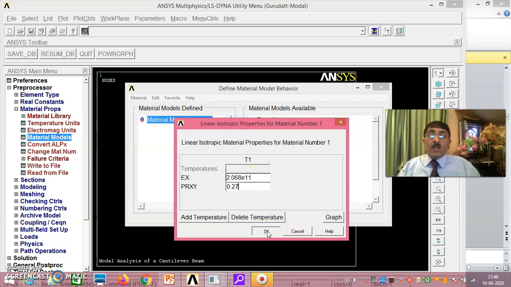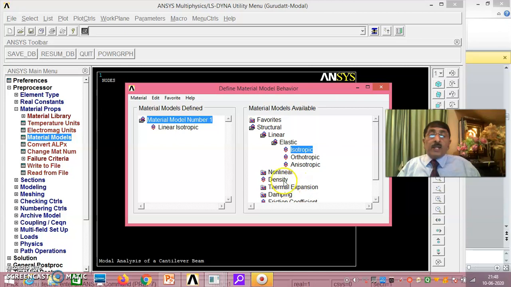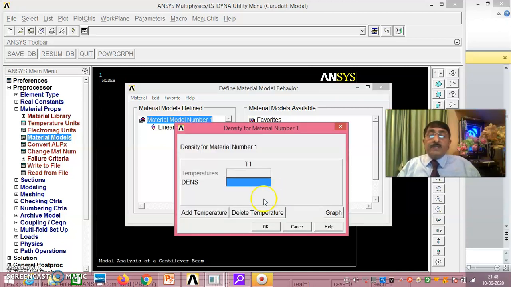Then say okay. But don't forget, in any of these modal analysis problems, density has to be put. Let us say 7,800 is the density. You put density also, 7,800 kilogram per meter cube. That is why directly take.